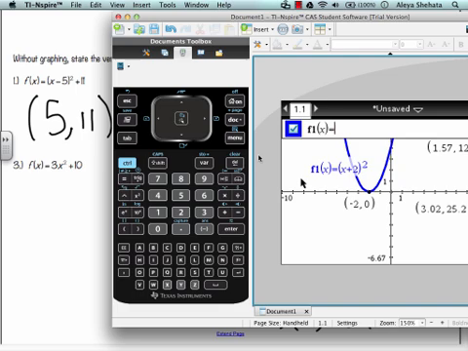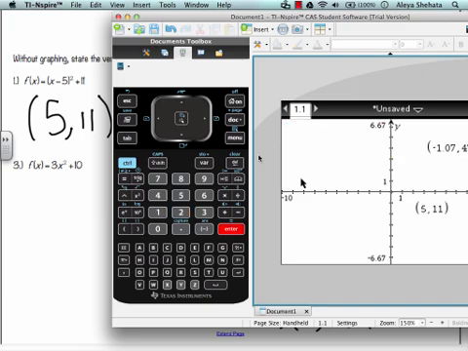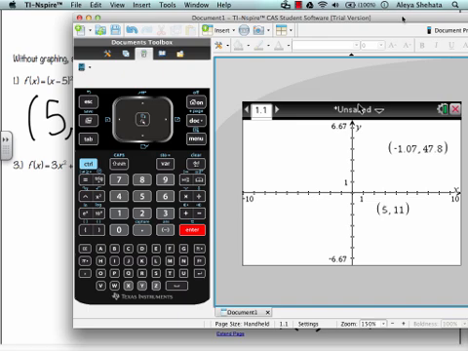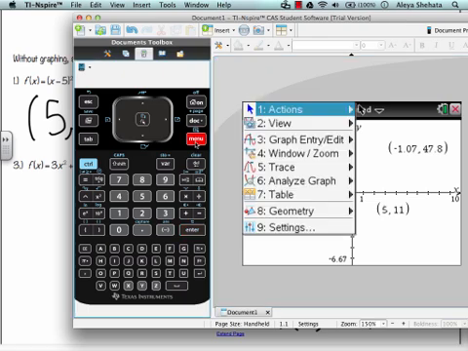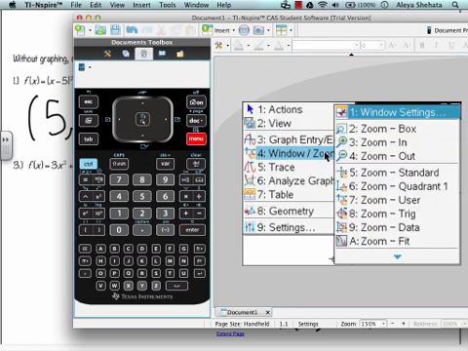So I'm going to type in f of x equals x minus 5 squared plus 11. I probably won't be able to see the vertex that well, but I am going to change the zoom on my calculator.